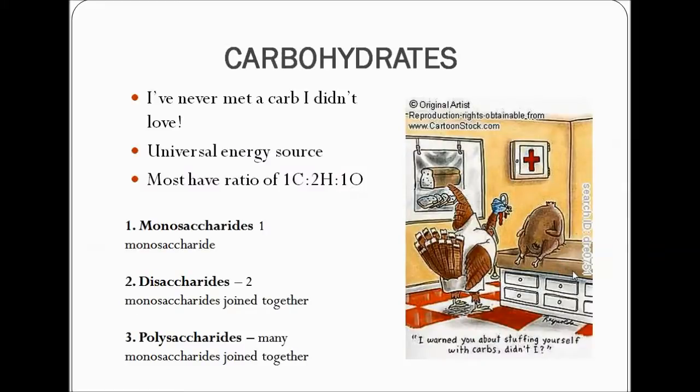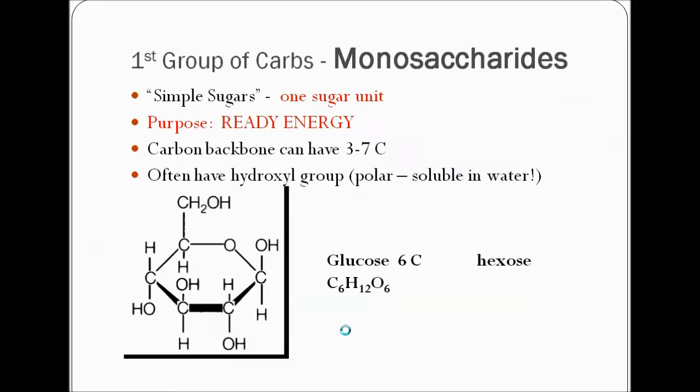All right. Carbohydrates. I never met a carb I didn't love, and that is so true. It's a universal energy source. Most have a ratio of 1 carbon to 2 hydrogen to 1 oxygen. We're going to talk about monosaccharides. Saccharide means sugar. And if you remember good old saccharin, that was a good name because it really does mean sugar. Disaccharides. Di means 2 sugars joined together. Poly, many sugars joined together.